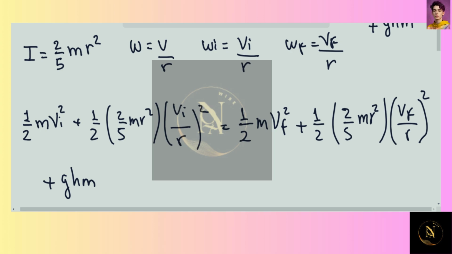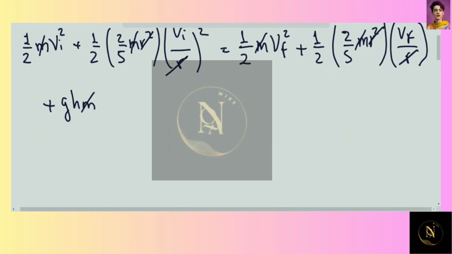We could see that we can eliminate some terms here that are repeating on both sides of this equation. For instance, the mass, all of these masses we can eliminate. Also here, because it is squared, we eliminate the radius, and that's all we can simplify.